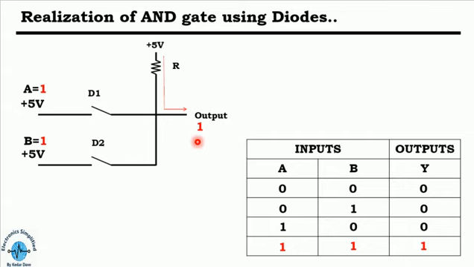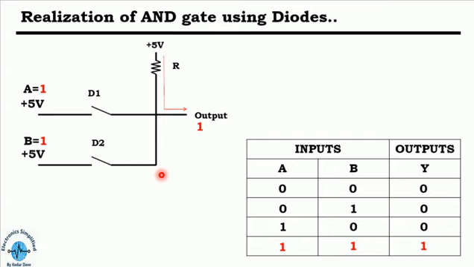So from this we can understand how a real AND gate works by using diodes. This can also be done using transistors, but there will be a different video for that, and in that video you will be able to understand how transistors realize these gates.